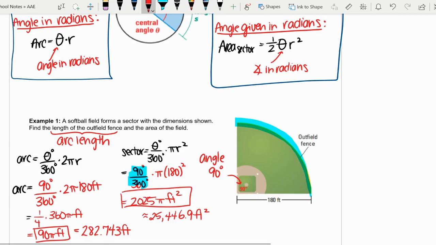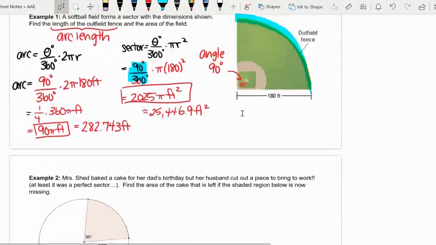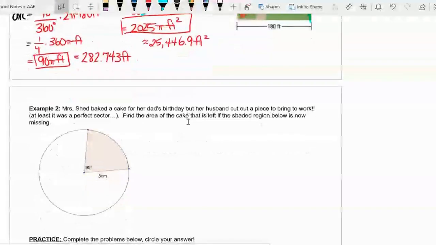All right, guys, so I'm going to just start you off on the next example, and then you're going to finish it up. Very similar to this example. It says, I baked a cake. Mrs. Shed baked a cake for her dad's birthday, but her husband cut a piece out and brought it to his work. At least he cut a perfect sector. Find the area of the cake that is left if the shaded region is missing.